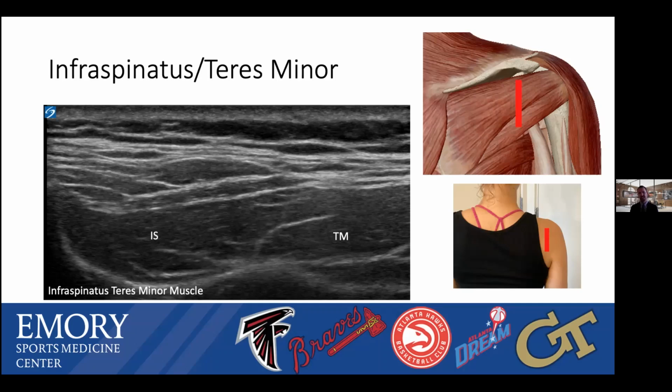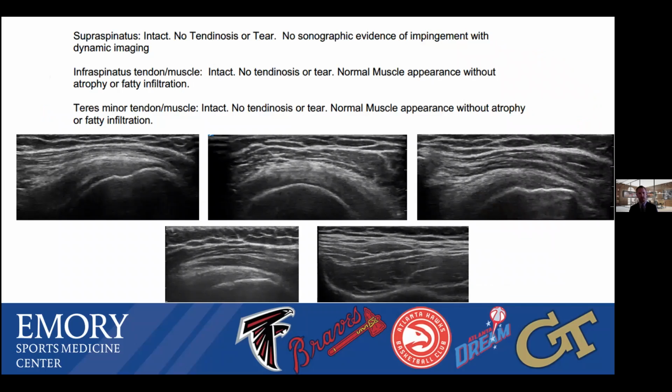You can also do an extended field of view to look at the supraspinatus if it's clinically indicated, which we didn't do. So overall, our supraspinatus is intact, no tendinosis or tearing, no sonographic evidence of impingement with dynamic imaging. Infraspinatus is intact, no tendinosis or tearing, normal muscle appearance without atrophy or fatty infiltration. And this is the same for that Teres Minor tendon and muscle.